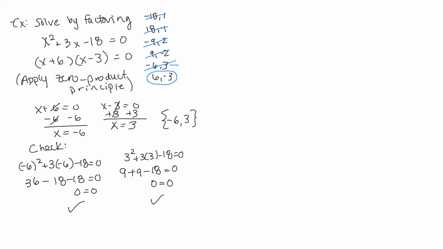All right, let's try another one. So again, we're going to solve by factoring, but this time we have x squared minus 6x equals 16. Okay, so hopefully you notice here that this is not equal to 0. So our first issue is this is not in standard form, and we want to put our equation in standard form by setting it equal to 0.